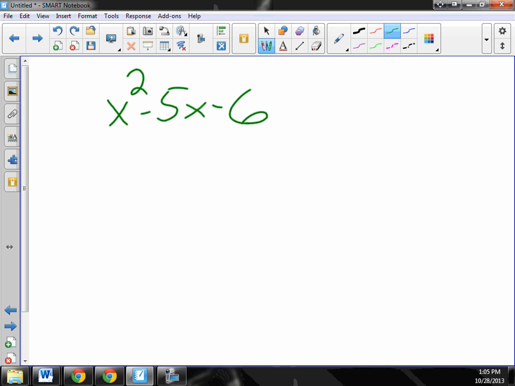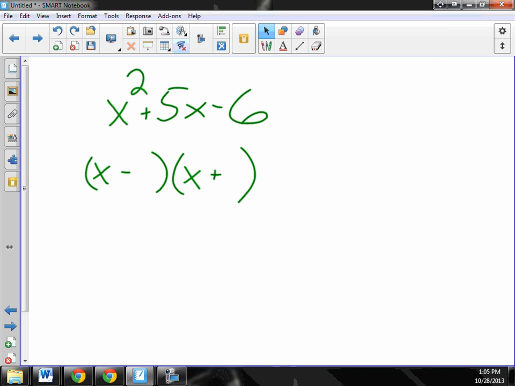Let's change this to plus. So x squared plus 5x minus 6. What do I know about the signs? Different. So x minus and x plus. Factors of 6: 1 and 6, 2 and 3. Does one of those work?